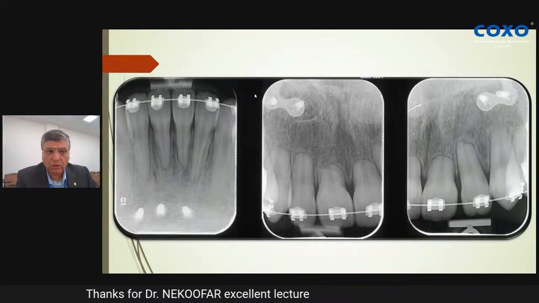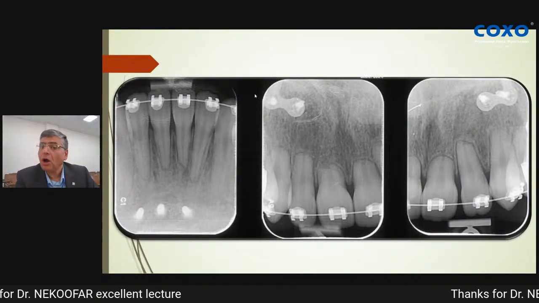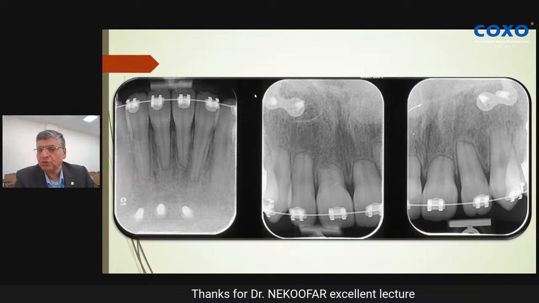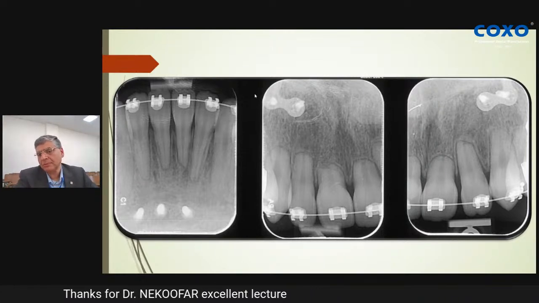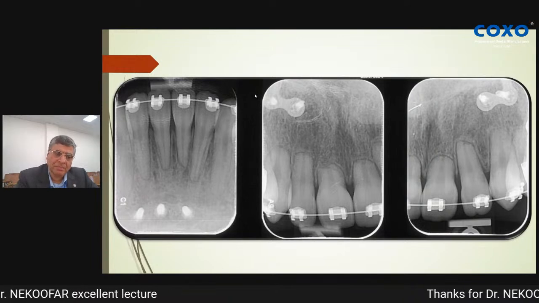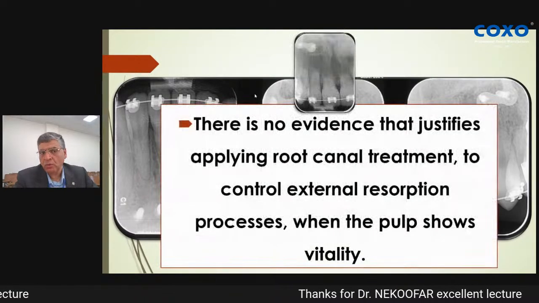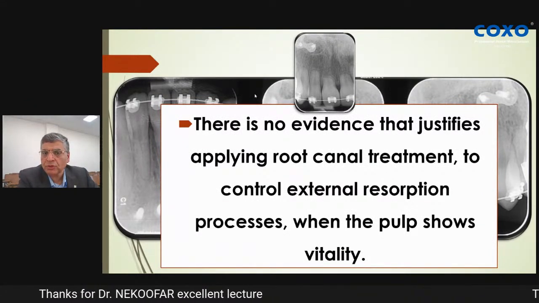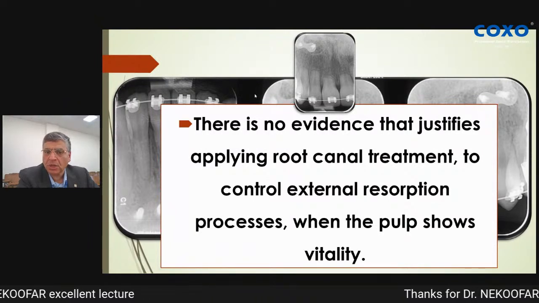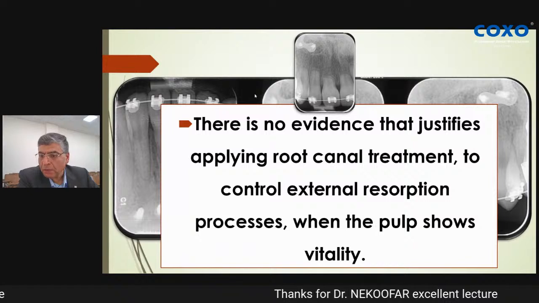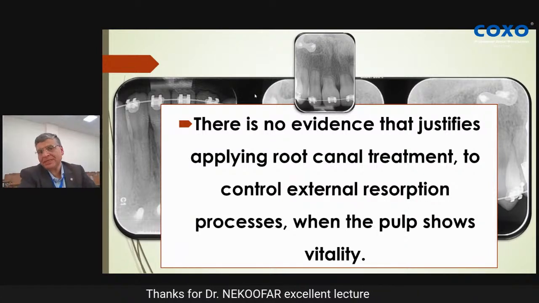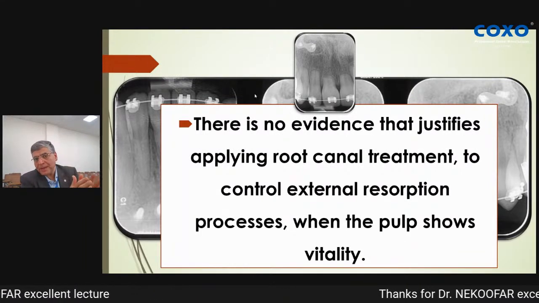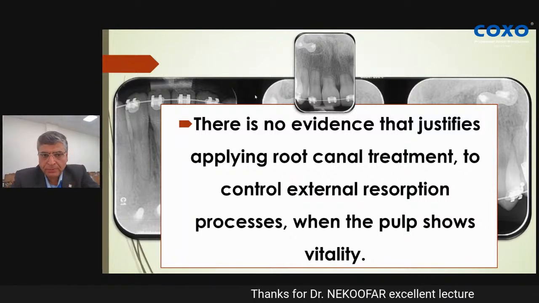Then at the end of the orthodontic treatment, there was no mobility. However, this resorption happened, and the teeth were vital. So there was no need to do root canal treatment, because sometimes it's not even possible to do root canal treatment. If we want to do root canal treatment, we may think about biomaterials and other stuff, which is not the topic of today. So there is no evidence that justifies applying root canal treatment to control external resorption process when the pulp shows vitality. This is the take-home message for us to know that the diagnosis and treatment plan is the most important part of our job.